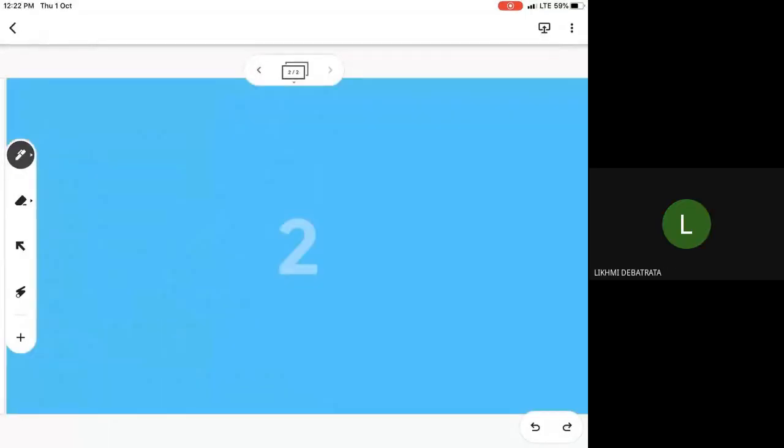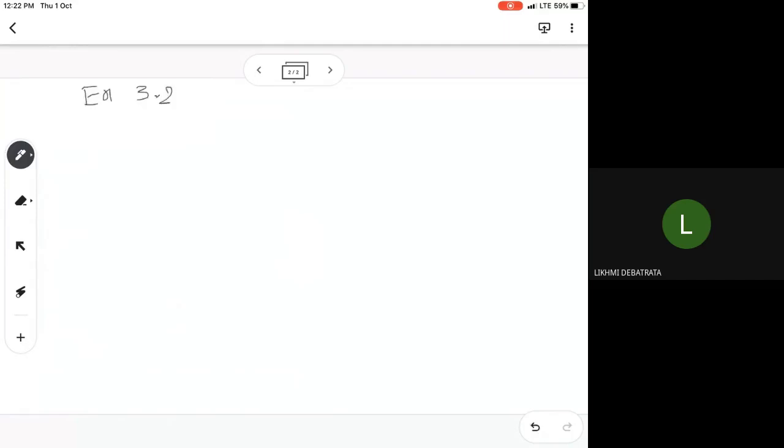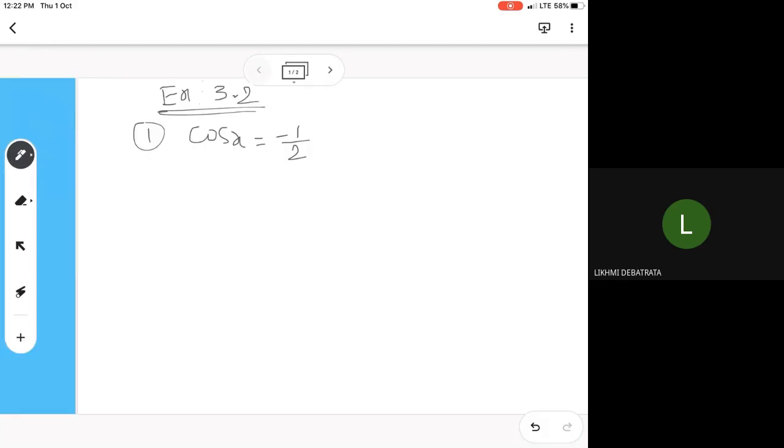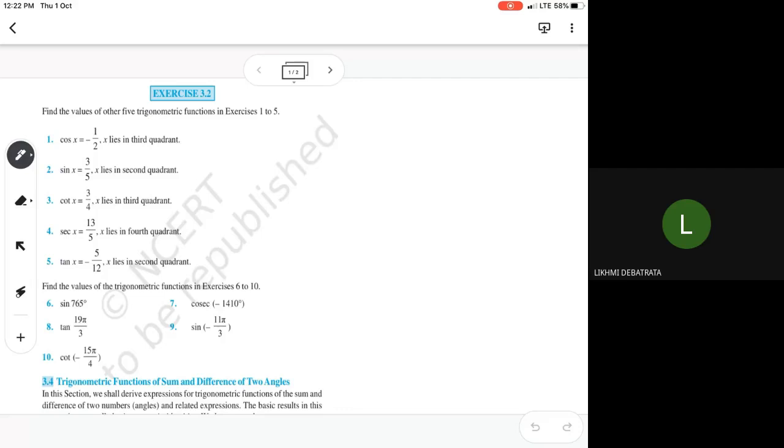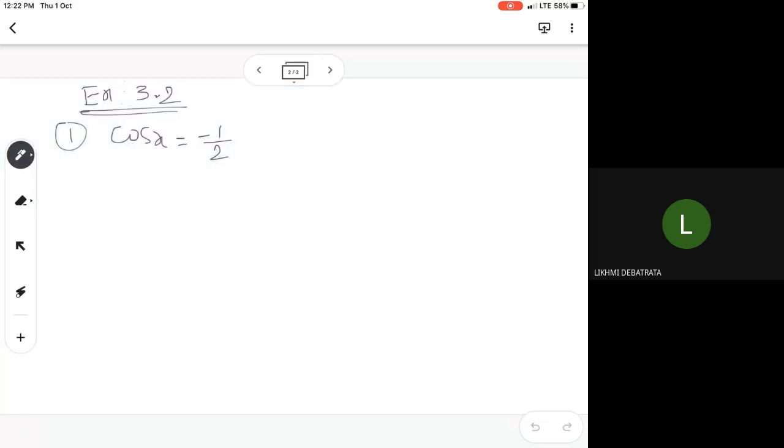So now see here, the question is given to you. The first question: cos x is equal to minus 1 by 2, and you are asked to find out the other trigonometric ratios. Here x lies in the third quadrant, it is given, and it is not necessary for you to find out the x value. If you want to find out the x value, you can find that also, which we are going to learn in the next coming part.